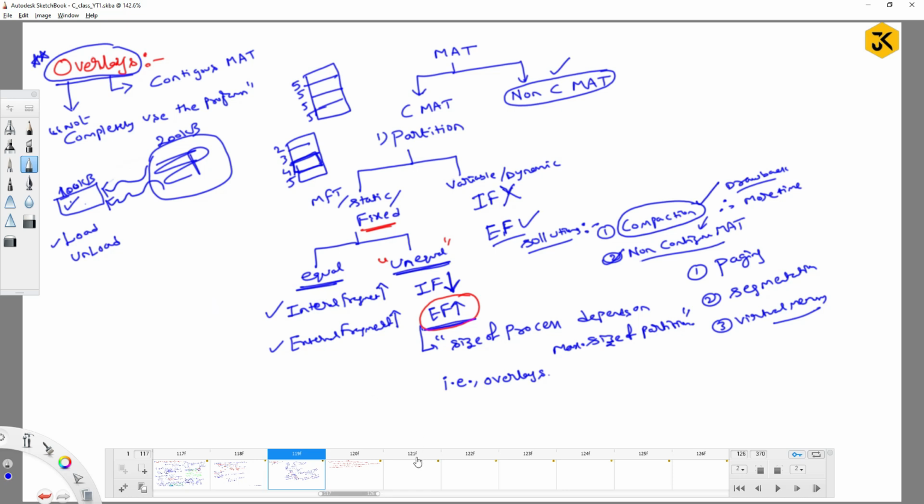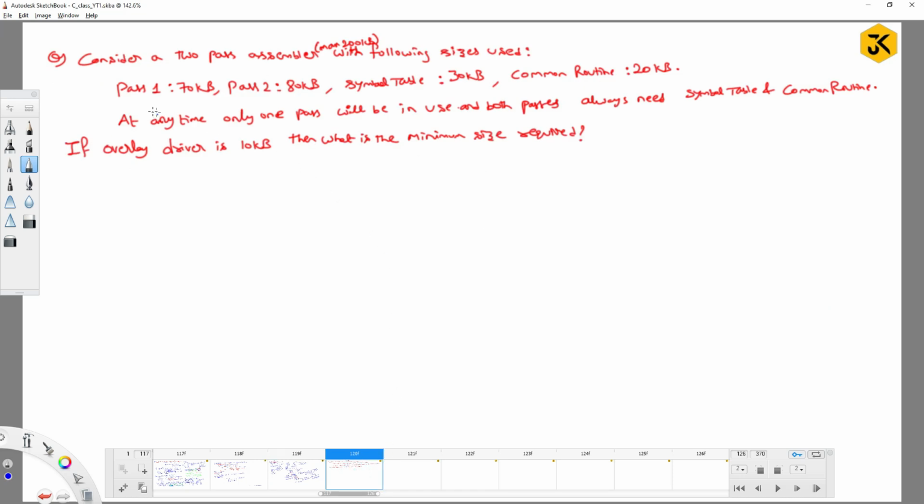So, for example, let me take a simple example so that you can get a clear idea. There will be an assembler, right? Let me try to read the question. Consider a 2-pass assembler. Maximum size required is 200 KB with the following sizes used. Guys, when you look into a program, it requires various things: the statements, the symbol table, the common routine, and while executing there might be an if statement, something like that.